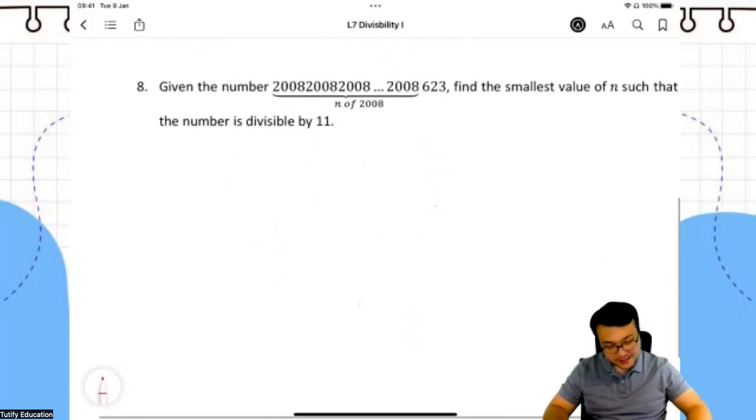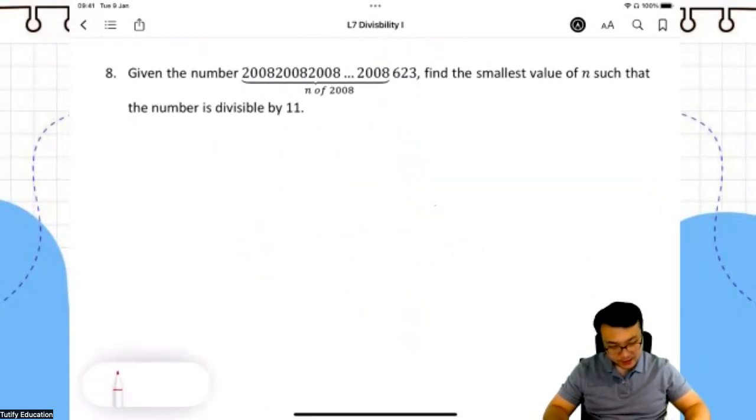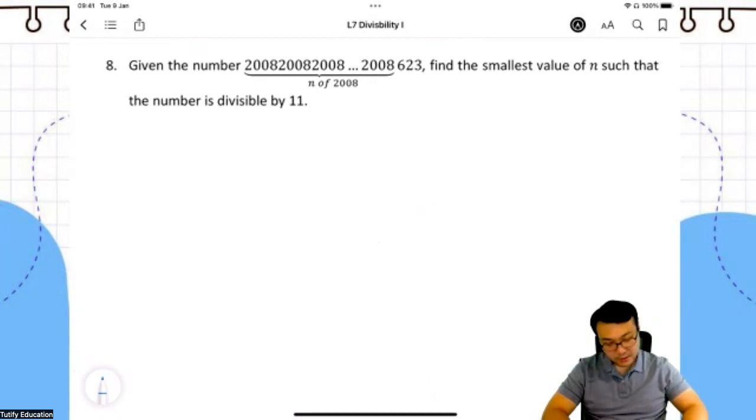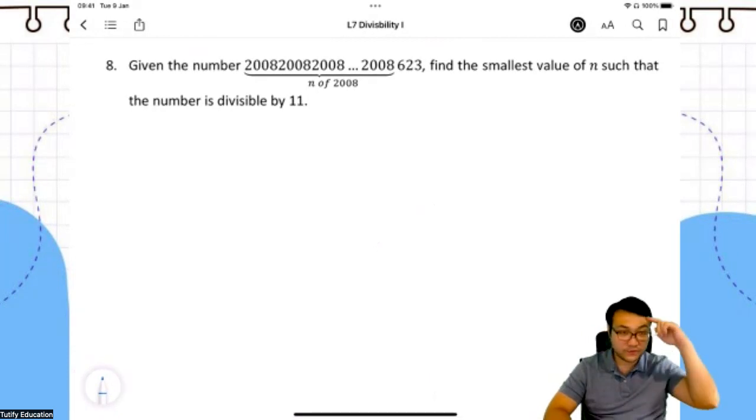All right, let's take a look at question 8. It is very much the same as question 7. So, can I get Vishwam? Vishwam, come, let's do this. So, what are we going to do for this? They want it to be divisible by 11. What must we find?